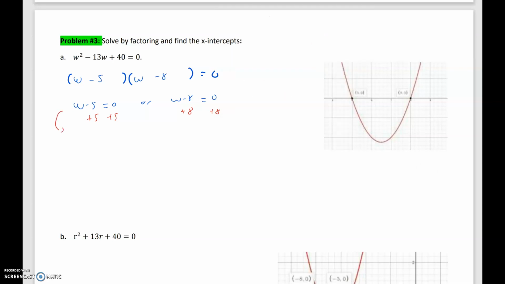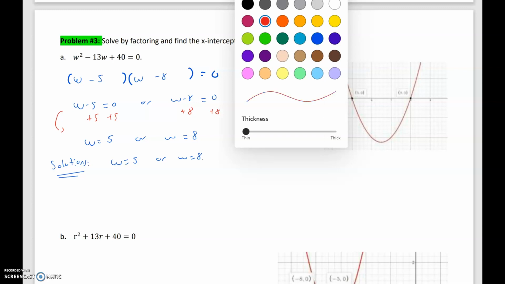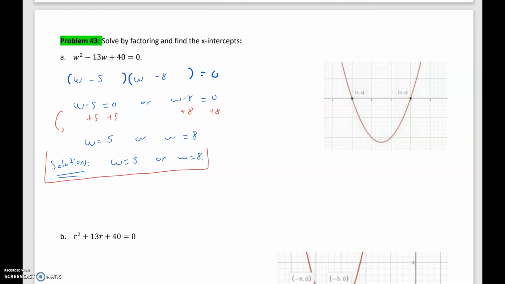So for this specific one, we're going to be looking at w is equal to 5 or w is equal to 8. So let me just rewrite it as solutions. W is equal to 5 or w is equal to 8. And that's what you see here. That's your 5, that's your 8. The image is a little bit blurry.